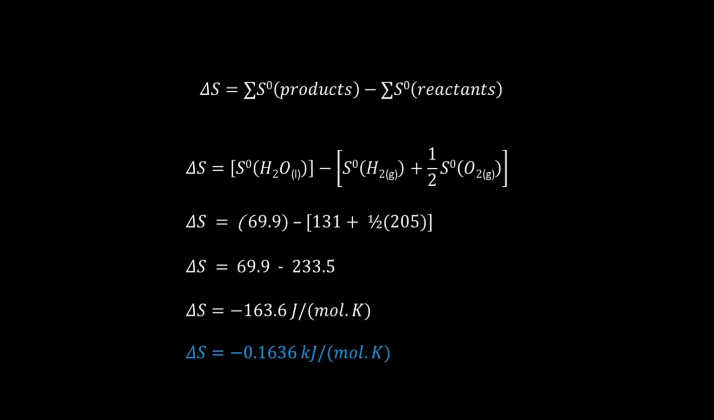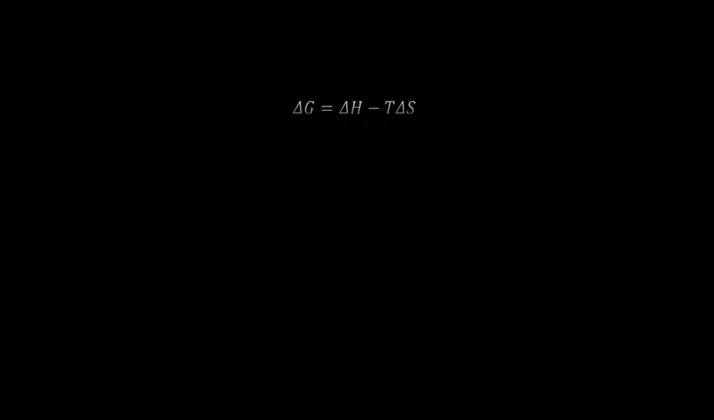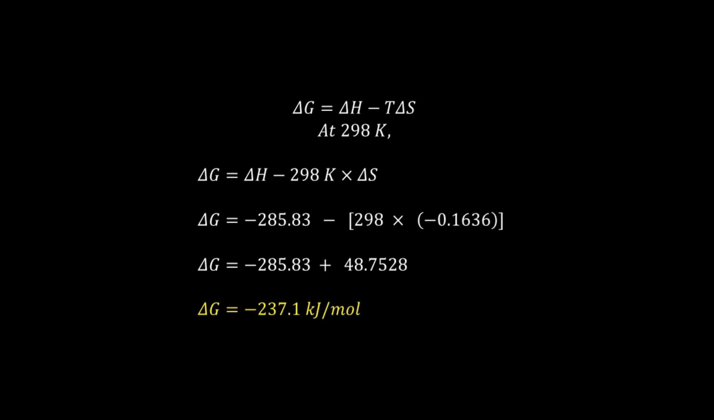So what about delta G for the reaction, which is the available energy or useful energy, or the energy actually released during the reaction? Delta G is equal to delta H minus T delta S. So we get delta G like this, and the final answer is minus 237.1 kilojoule per mole. This is the actual energy released during the reaction, because some of the heat, equal to T delta S, is used to increase or decrease the entropy. Here it is used to increase the entropy of the system or the reaction.